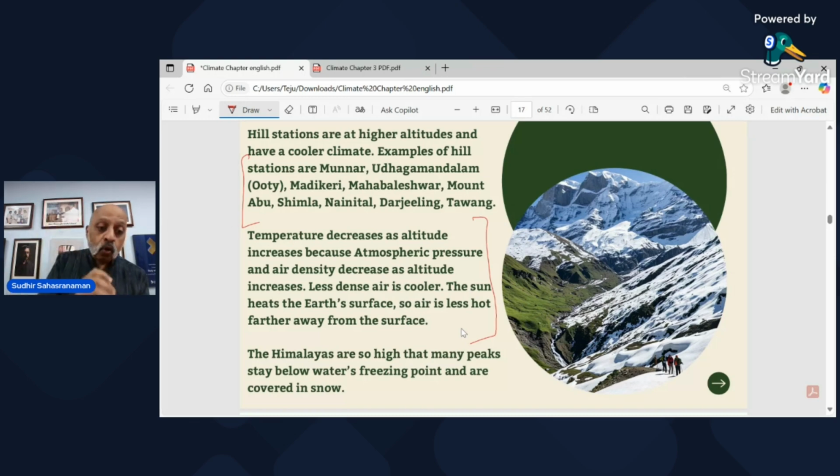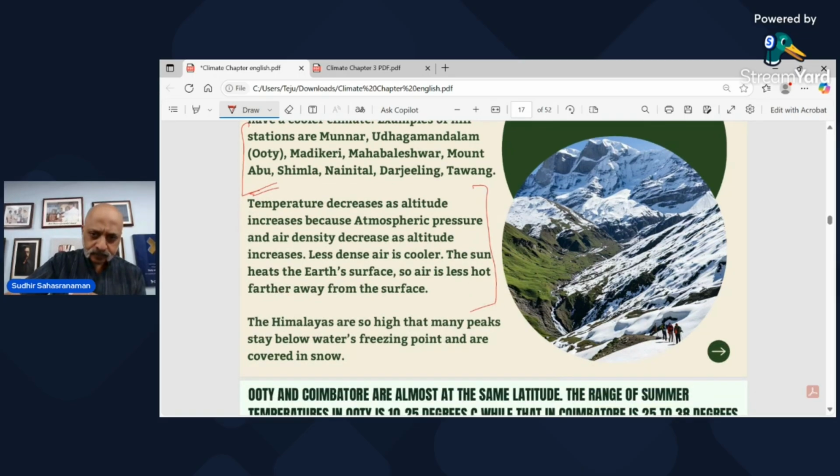The Himalayas are so high that many peaks stay above the water's freezing point and therefore are always covered in snow, which is why you feel so cold when you are on those kinds of mountains. So please remember this, take a screenshot because this one is important as a reasoning question, the second paragraph.